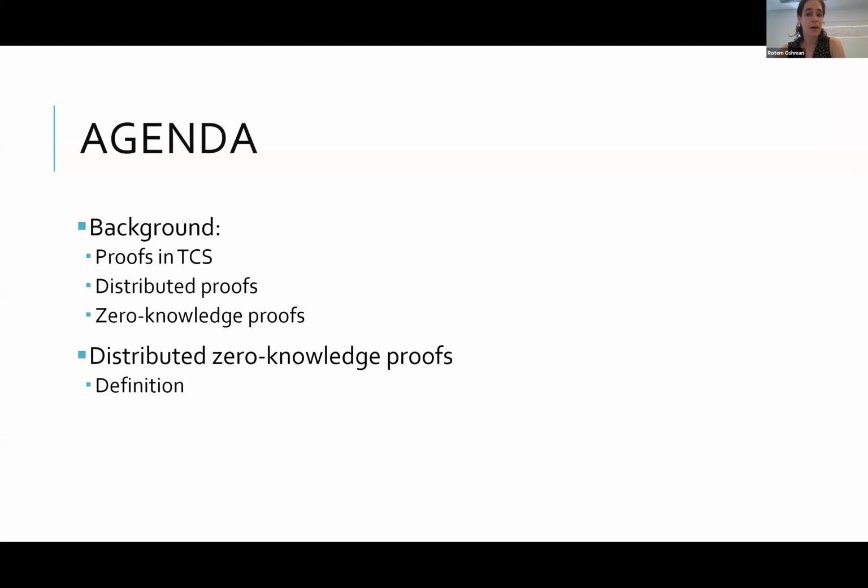We'll see how they can be defined. I'll give one concrete example for three coloring, and if time allows, I'll also show you a generic construction that is able to take any proof labeling scheme and construct out of it a zero-knowledge proof.